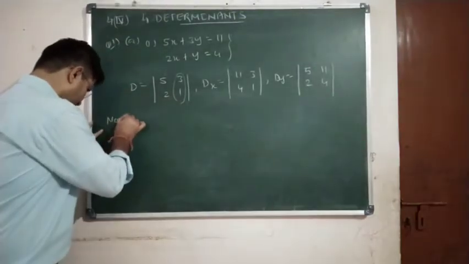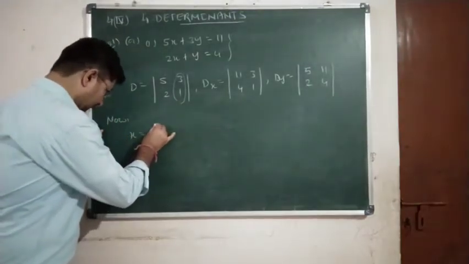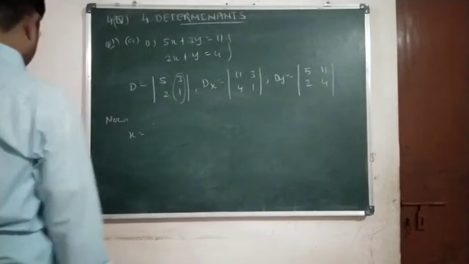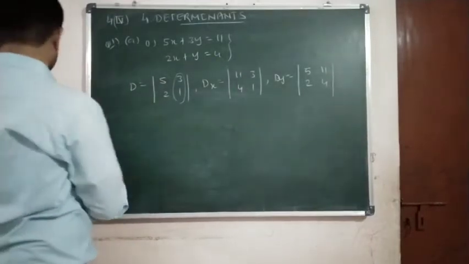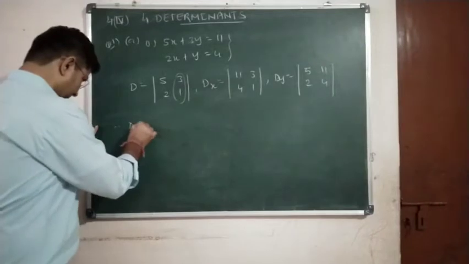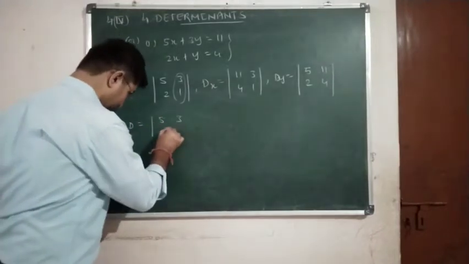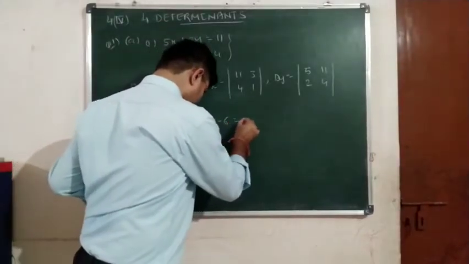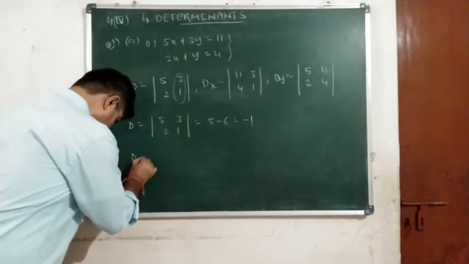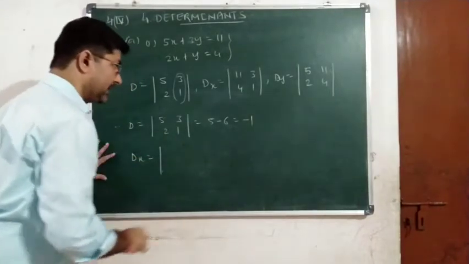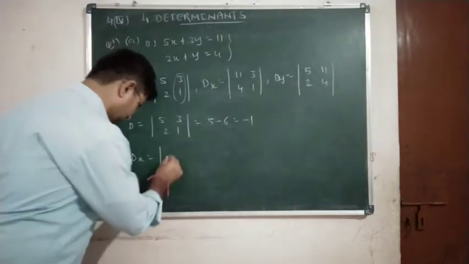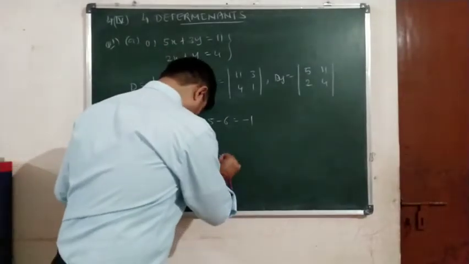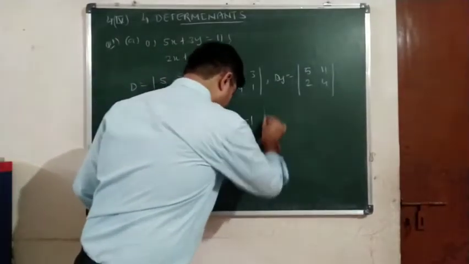Now we can find the value of x. x is equal to dx upon d. So let us first find the three values. Therefore D is equal to 5 3 2 1, which is 5 minus 6, is equal to minus 1. Again dx we will find. So dx will be 11 3 4 1, which is 11 minus 12, is equal to minus 1.